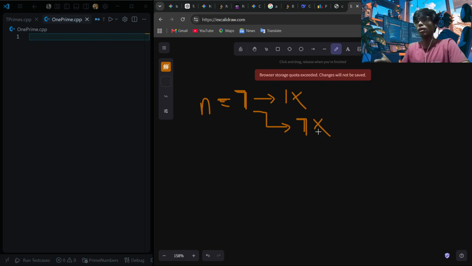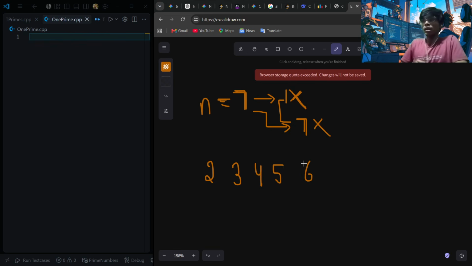After that, I will try to divide this 7 by all the numbers in the range between 1 and 7. So I will start from 2 and then take 3, 4, 5, and 6 and try to divide 7 by all of these numbers. If any of these numbers divides 7, it means that 7 is not prime.